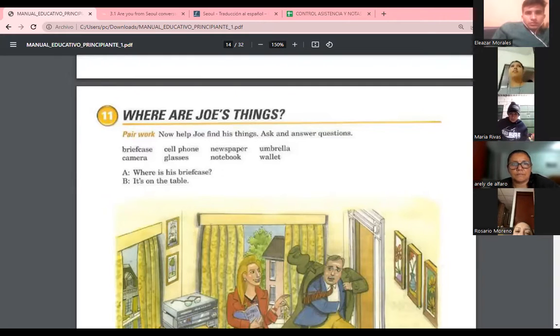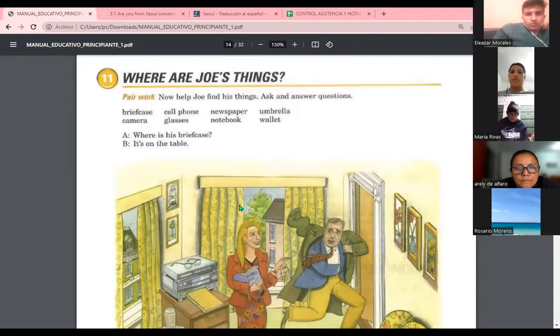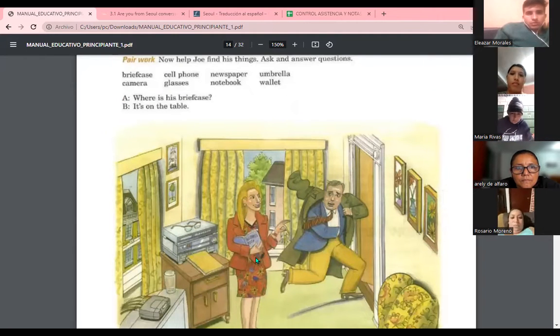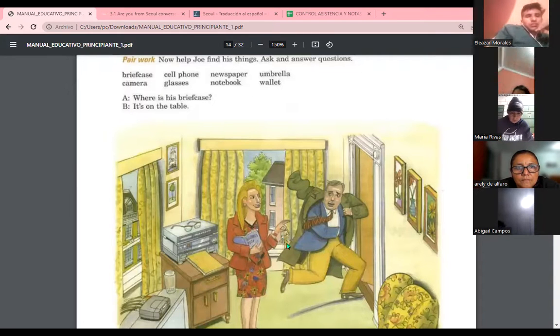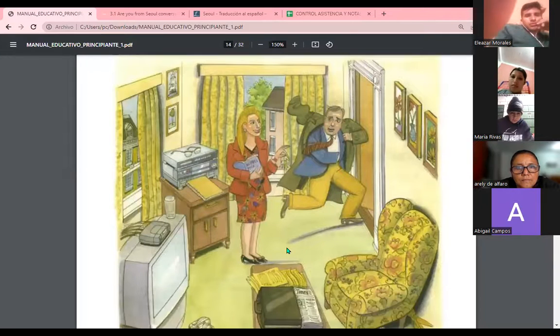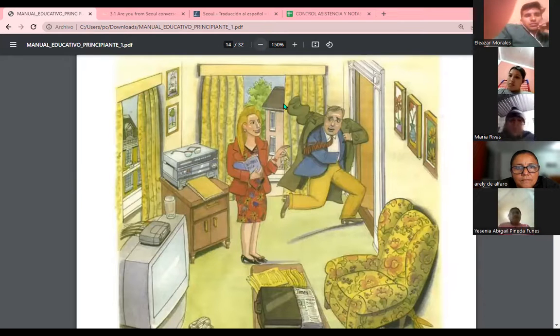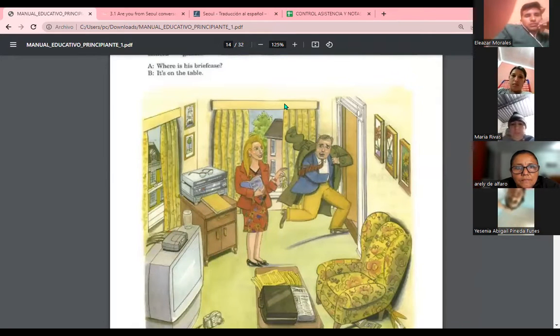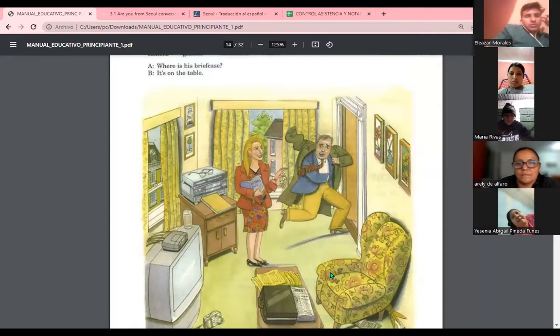Where is the newspaper? I don't see the newspaper. What is the newspaper in the picture? Says Mario. ¿Dónde está el periódico en la picture? Espéreme, lo vamos a hacer más pequeño. Okay, I see. The newspaper is on the table. Ahí lo vimos en la mesa. Very good. It's on the table.